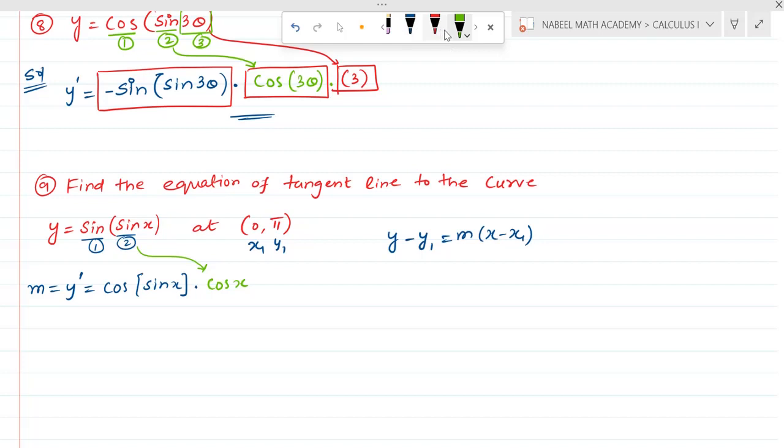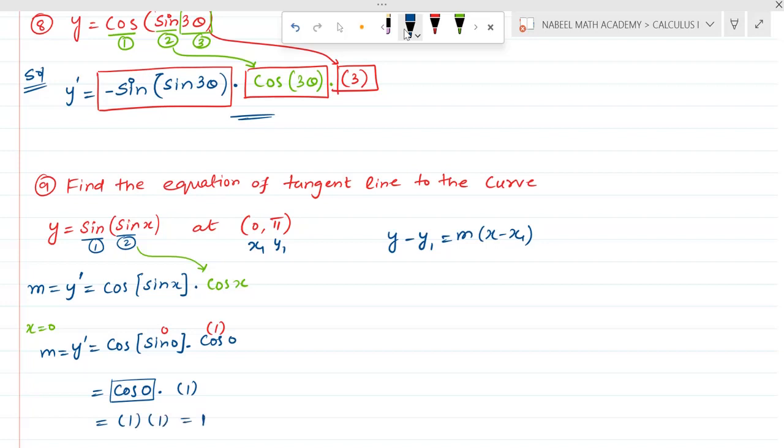Now I have to substitute the value x equals 0. When I substitute 0, you will get y prime, that is m, equal to cosine of sine 0 into cosine 0. And we know that cosine 0 is 1, sine 0 is 0. So I just substitute the values here. You will get cosine 0 into 1, but cosine 0 is again 1. So it is 1 into 1, which is equal to 1. So I got it: the slope m is equal to 1.